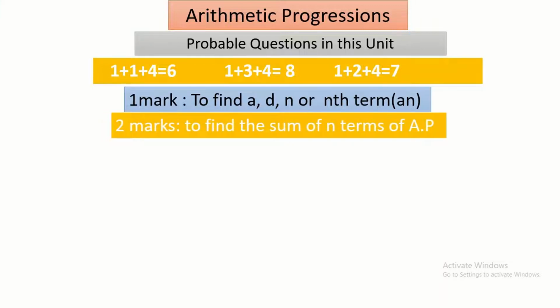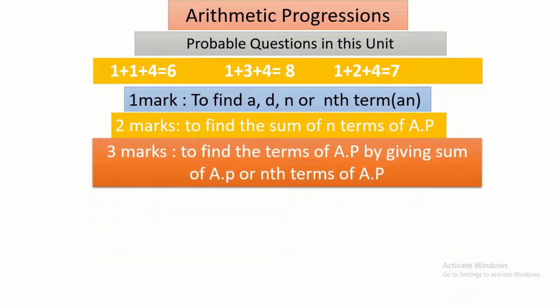Here, for 1 mark, you have to find one of a, d, n or the nth term, where out of these 4 terms, 3 terms are given and you find the remaining one. And for 2 marks, the questions are to find the nth term of the AP, and to find the sum of n terms of the AP.